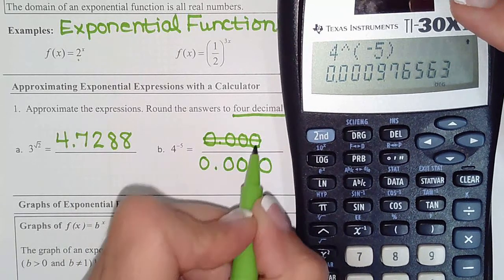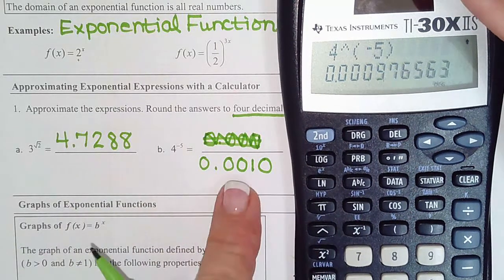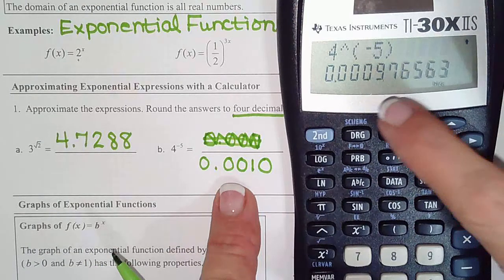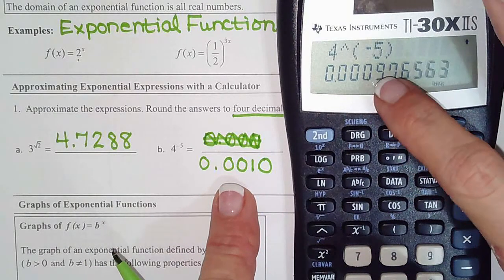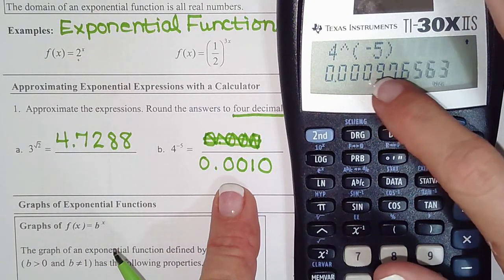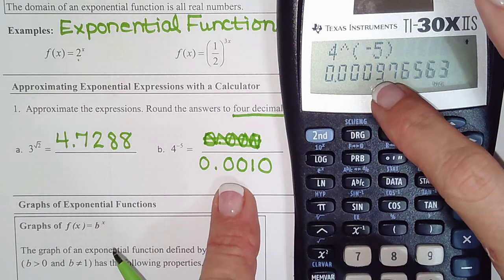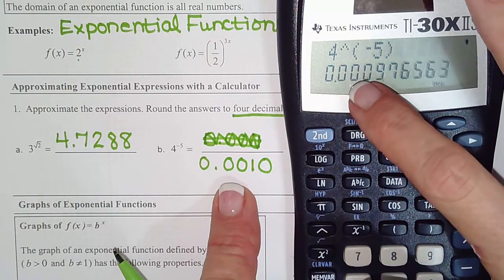0.0010. So that would be it rounded to 4 decimal places. So the 9 followed by a 7 says make it 10. So this becomes 1. That becomes 0 because we can only have 4 decimal places. So 0.0010.